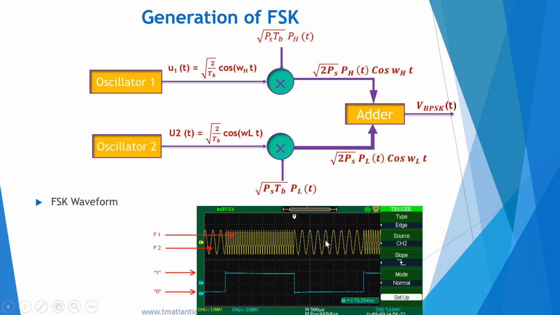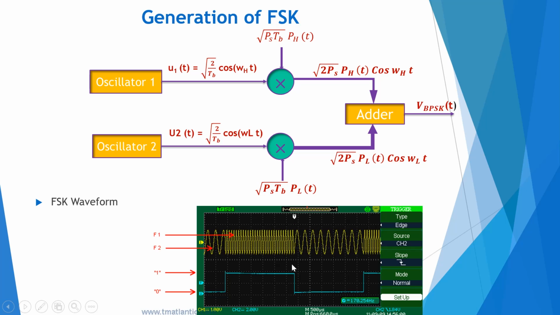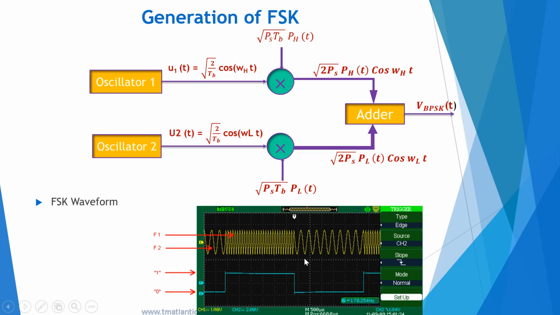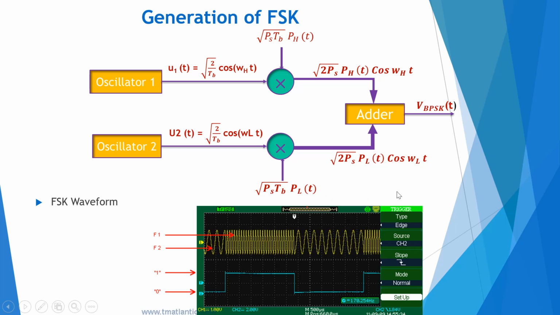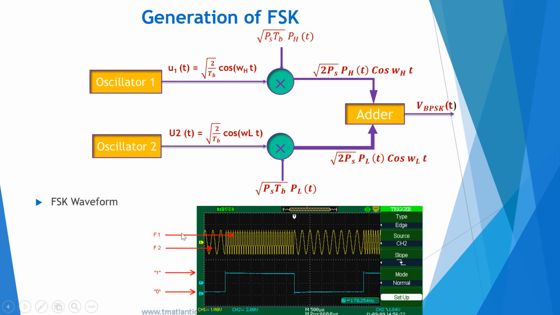So in FSK, what we are getting is changes in the frequencies: high frequency for binary 1 transmission, low frequency for binary 0 transmission. There is no change in the amplitude, there is no phase shift over here, only changes in the frequency. So the name is given, FSK, frequency shift keying. So this is the waveform of FSK.